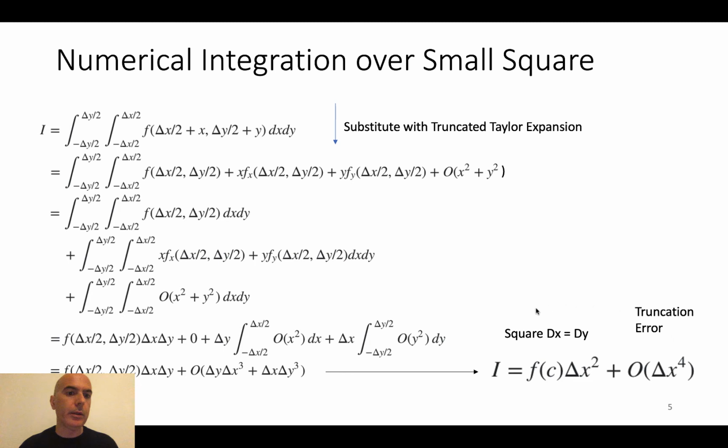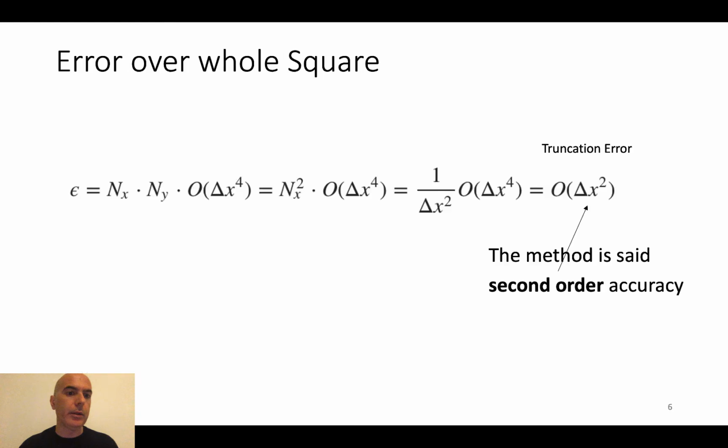So keep in mind that this is just the integral for one small square. Our domain consists of many of these squares. So what is the error over the whole square? Well, the error is going to be the error for one cell multiplied by the total number of cells. So this is going to be nx multiplied by ny multiplied by big O of delta x to the fourth, or because nx is equal to ny, this will be nx squared multiplied by big O of delta x to the fourth.